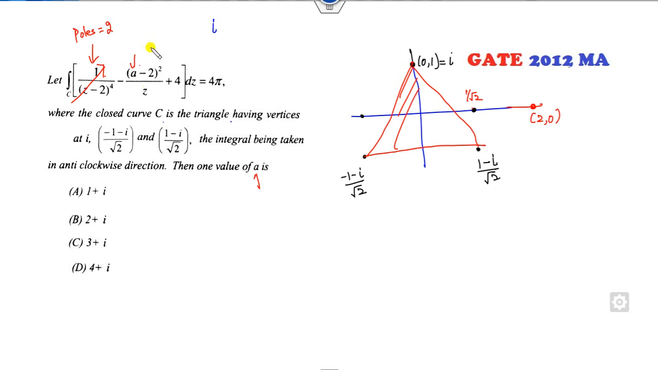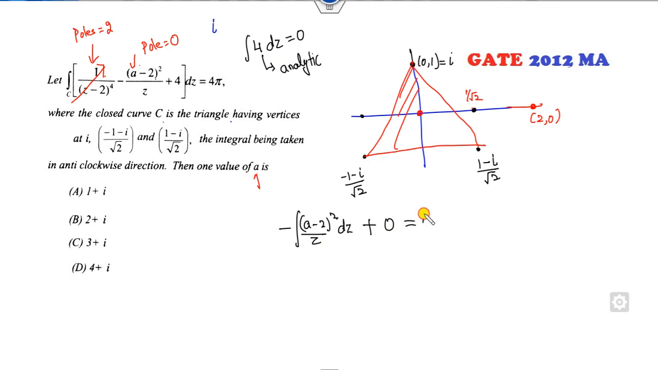What is the pole of this? The pole of this is my 0, and 0 is here. So it means I can write this portion as a minus 2 square over z of this plus the integration of the 4. This 4 is a constant. A constant is an analytic function, so the integration of this is 0. That's over. Fine. Now it's a 0.